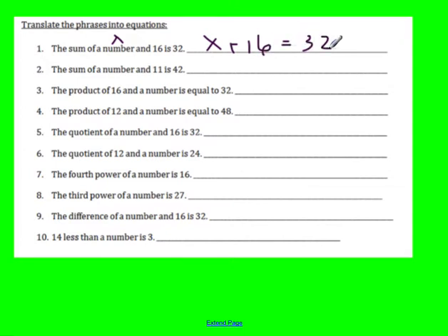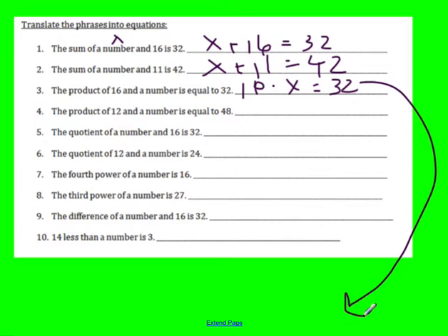The sum of a number and 11 is 42. Again, my unknown number is x. Then we're adding it to 11, and we want that to equal 42. The product of 16 and a number is equal to 32. Product means times, so 16 times our unknown number is equal to 32. When you see 16 times x, a lot of times that's written simply as 16x. If there's no operation written, that means it's being multiplied.